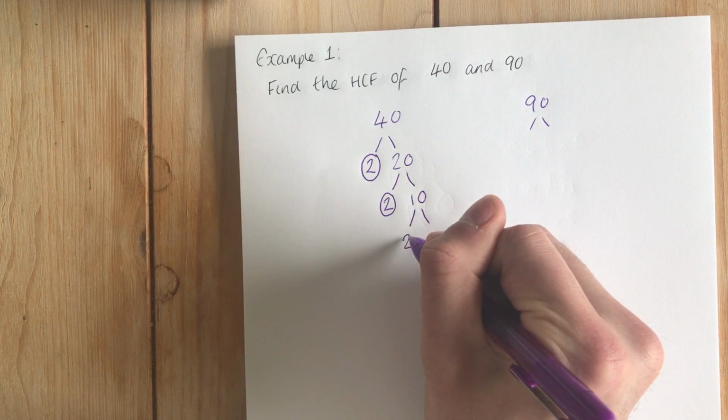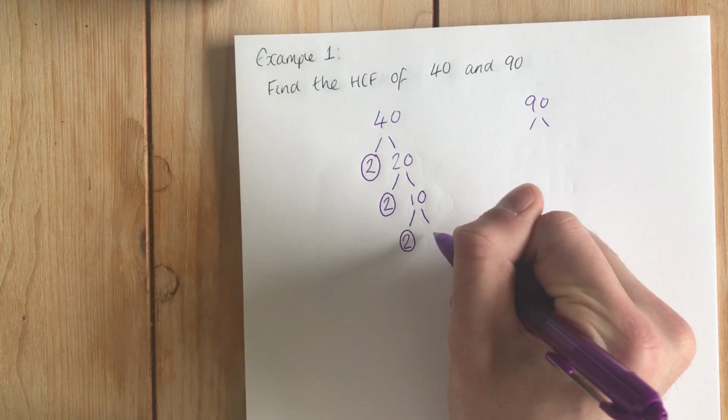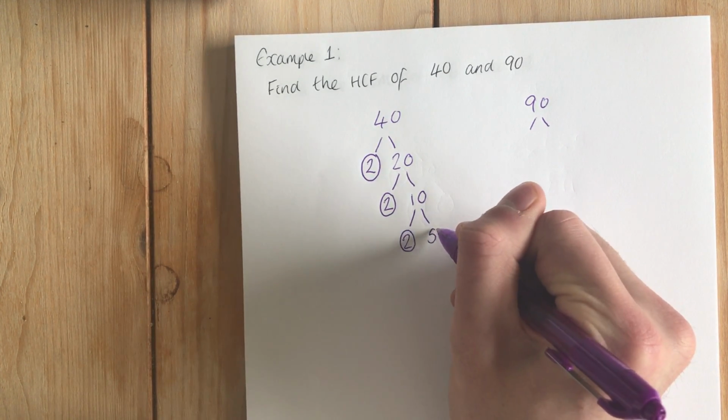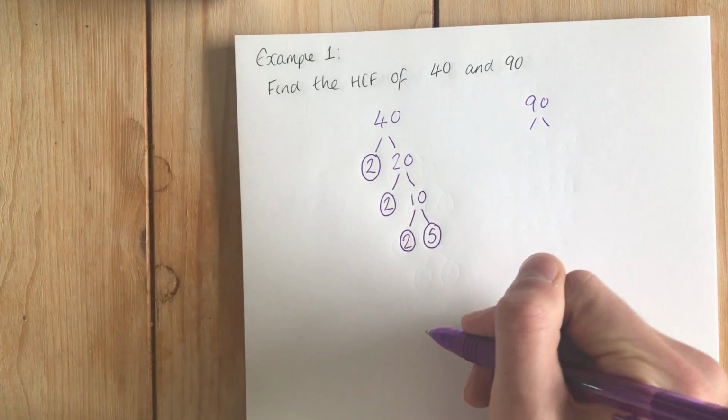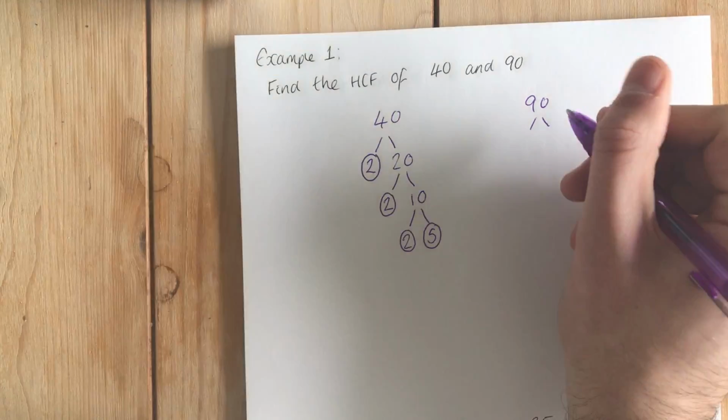I know that 2 goes into 10. I can circle that because that's prime. And it's 5 times that 2 goes into 10. That's also prime, so I can circle that. I move on to 90.